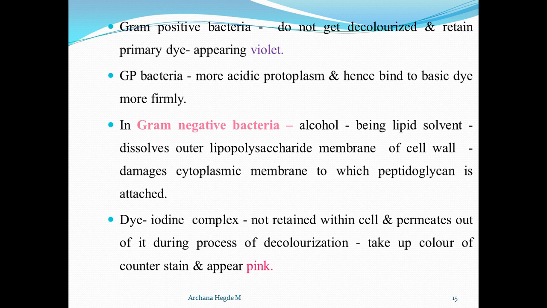Gram-positive bacteria do not get decolorized and retain the primary dye, appearing violet. Gram-positive bacteria are more acidic, have more acidic protoplasm, and hence bind to basic dye more firmly. In gram-negative bacteria, alcohol, being a lipid solvent, dissolves the outer lipopolysaccharide membrane of the cell wall, which damages the cytoplasmic membrane to which peptidoglycan is attached. The iodine complex is not retained within the cell and permeates out during decolorization. The cell takes up the color of the counterstain and appears pink.